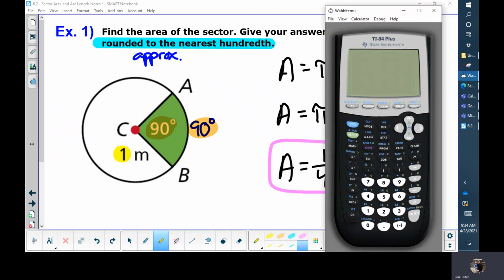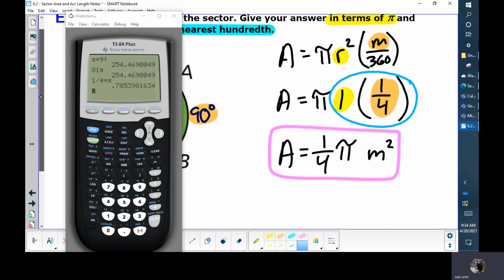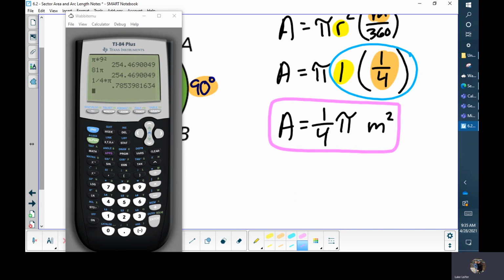My approximate answer, just use a calculator. Okay, you could type in 1/4 pi. You could type in, or excuse me, 1/4. You could type in 0.25. It doesn't matter. So 1 divided by 4 times pi. Use the pi button. And there's my answer. Okay, not pretty, but accurate. So my approximate answer here is equal to 0. Is it 78 or 79?